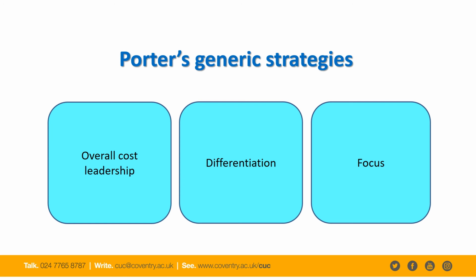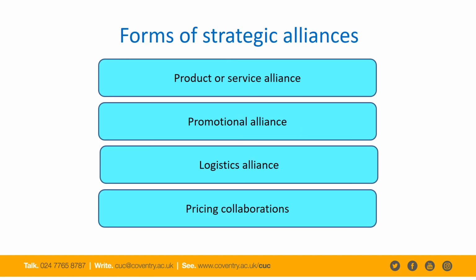So we're going to look at Porter's generic strategies again. We've looked at this a number of times, and again we will go into this in more detail. Again, forms of strategic alliances: product or service alliance, promotional alliances, logistical alliances, and pricing collaborations. And this needs to be taken into consideration in terms of your value chain as well. What alliances do you need to have, and why? Because maybe you need to have these.